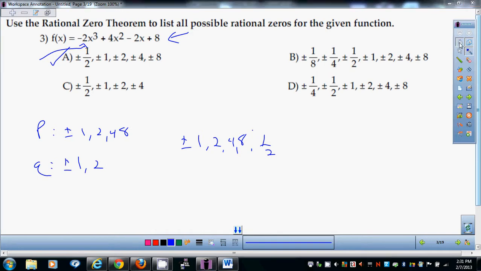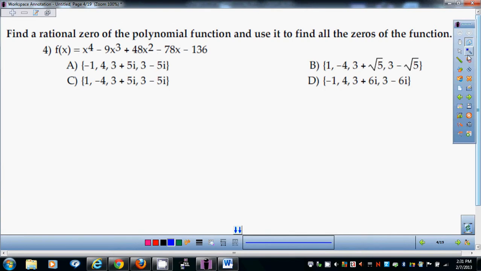Just kidding. Number 4. Find a rational zero of the polynomial function. Use it to find all the zeros. Don't reinvent the wheel here, people. You don't have to find all the factors of 136. Just look in the problem. The only options are 1, negative 1, negative 4, and positive 4, and everything else is irrational. So let's just try those numbers.